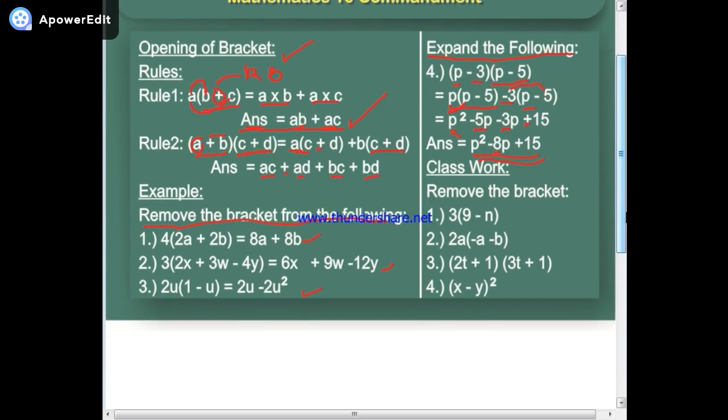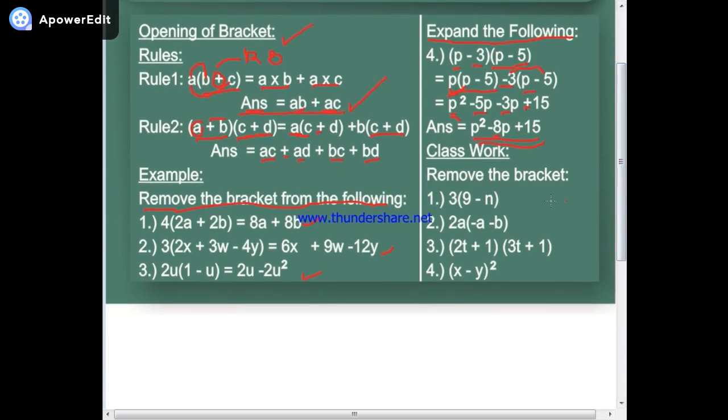Now, let's work on the removing of this particular bracket. So how can we solve the following question? Just try this classwork. I have strong belief that based on the explanation I've been giving, you'll be able to give justice to all these 4 questions under the classwork section. So after you are done, this is the solution.